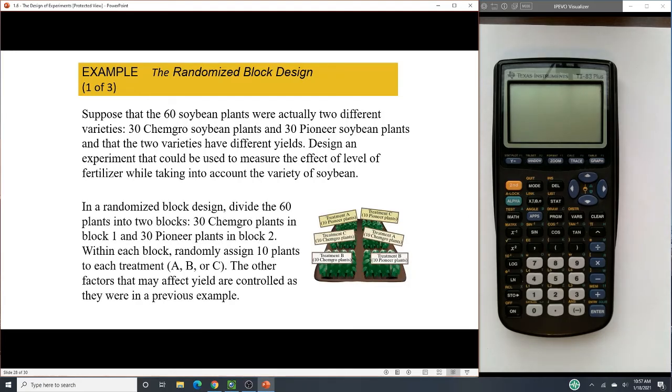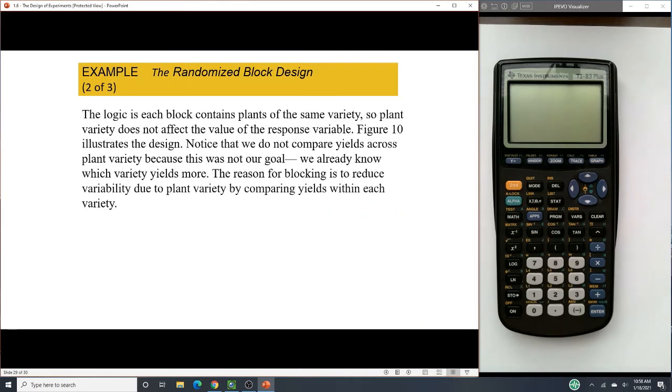So in a randomized block design, we would divide 60 plants into 2 blocks, the 30 Chemgrow and the 30 Pioneer. So we have the block of Chemgrow and the block of Pioneer. Now we break it down like we did earlier, 10 plants into treatment A, 10 into B, 10 into C, and see how they will yield. All right, and so the logic is each block contains plants of the same variety, so we're comparing plant to plant. As you've probably heard, apples to apples instead of apples to oranges, so that we can then look at how the treatments affect those things.